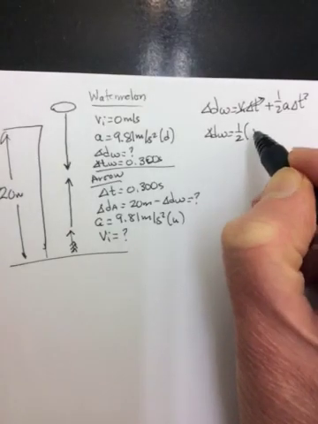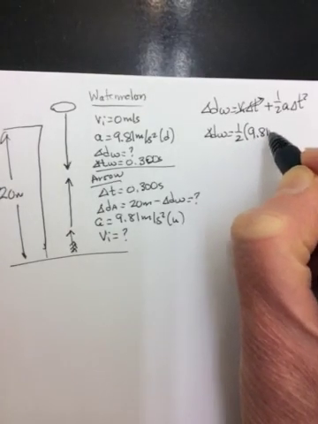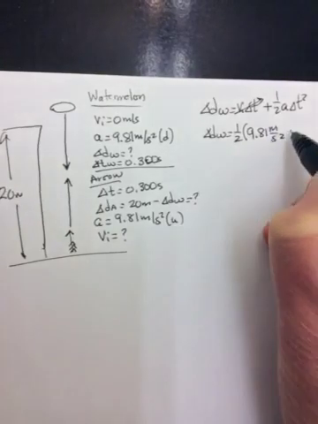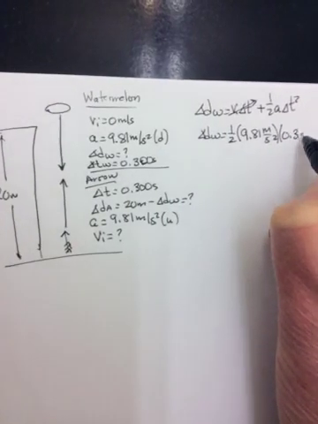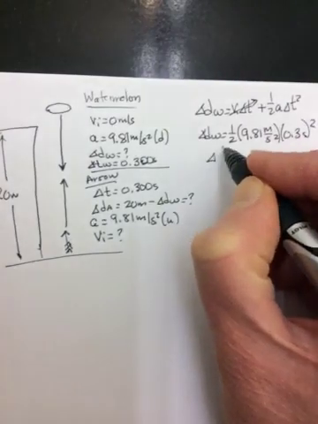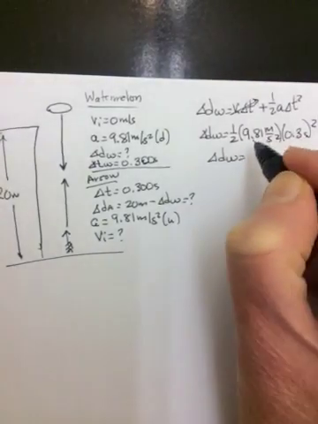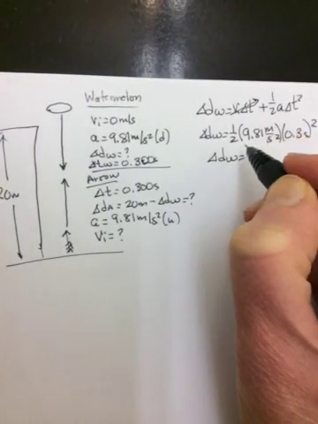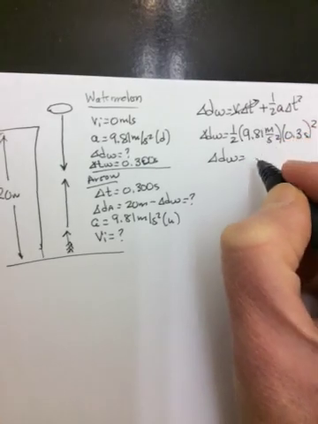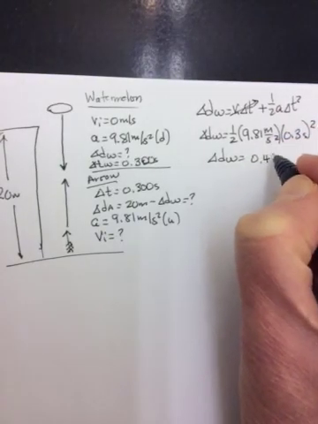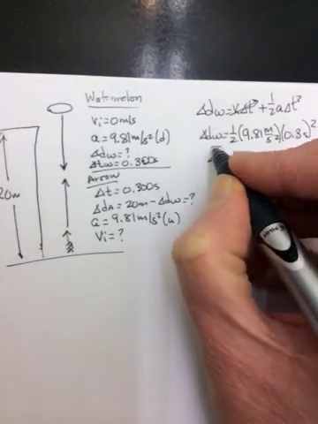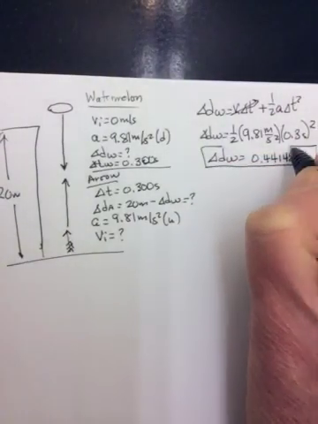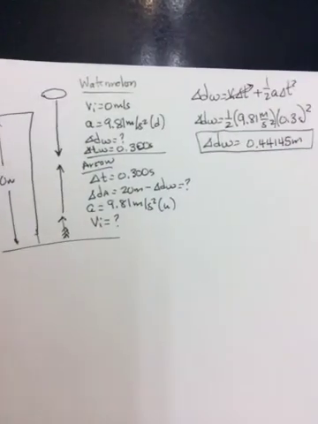So 1/2 times 9.81 meters per second squared, and delta T squared, 0.3 seconds squared. So the delta D of the watermelon, 0.09 times 4.905, is 0.44145 meters. The poor watermelon didn't get to even fall a half a meter before the arrow hit it.